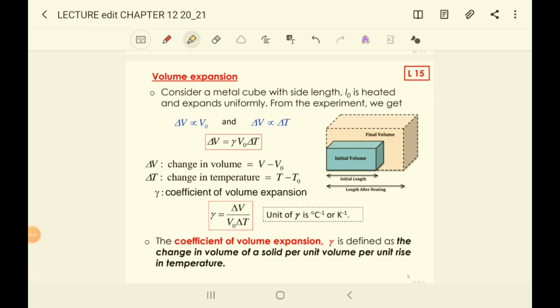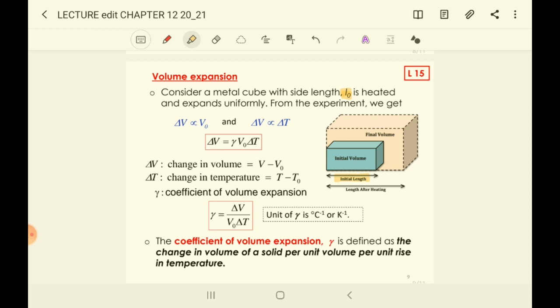Now this is about volume expansion. For your information, when a substance, including solids, liquids, and gases, undergoes a change in temperature, it either expands or contracts depending on whether the temperature decreases or increases. In this case, we consider the temperature is increasing, so there is a volume expansion. Let's say we have a metal cube where the side length is L0, the initial length, and this metal cube is heated.